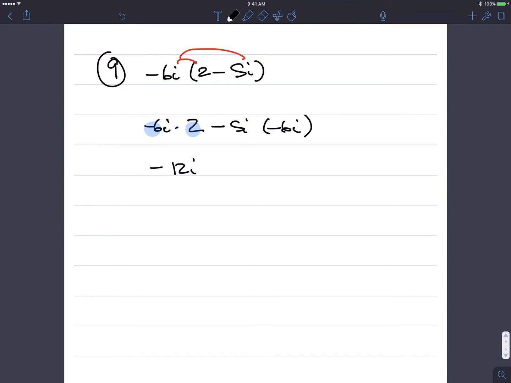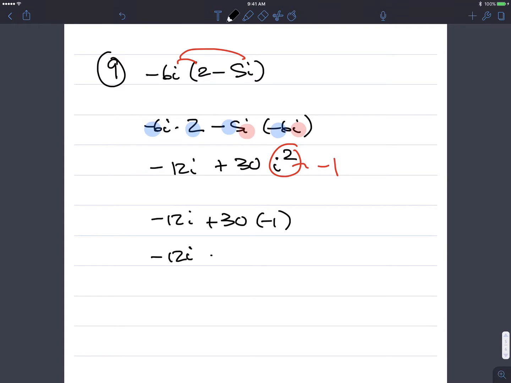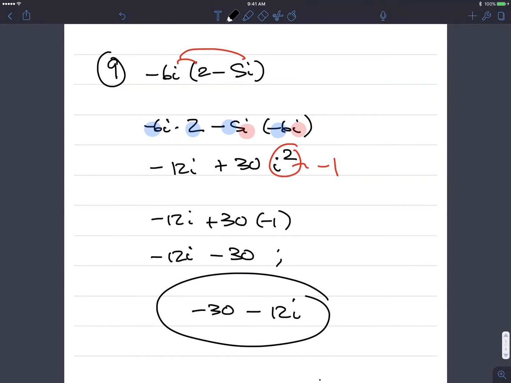We then can take the negative 5 times the negative 6, which gives us positive 30. And don't forget we have i times i, which gives us i squared. Now, the value of i squared again is negative 1. So we have negative 12i plus 30 times negative 1, negative 12i minus 30, write it as a complex number, negative 30 minus 12i. We're done.